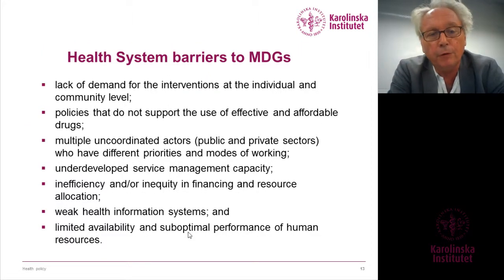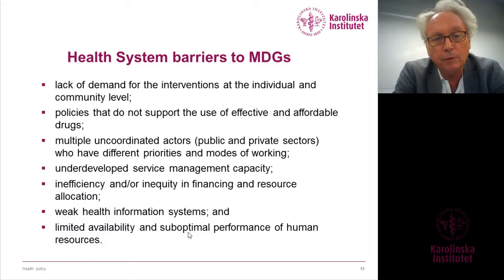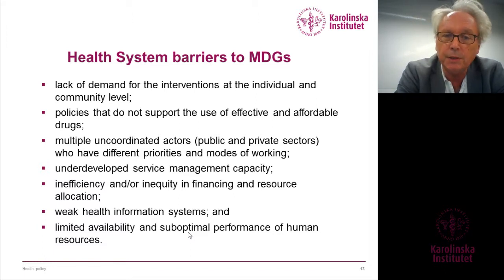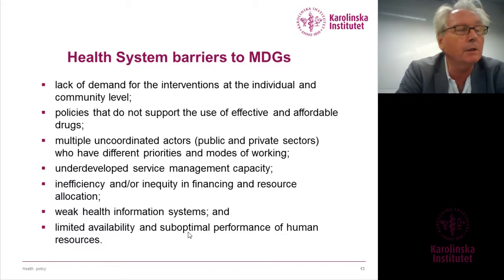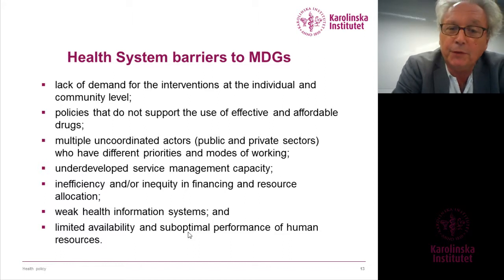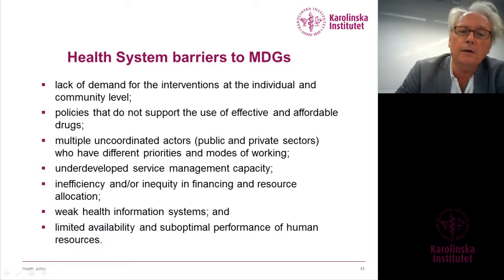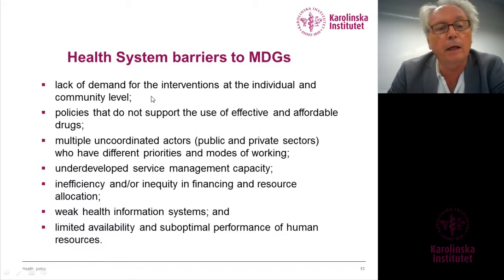Now, in the forthcoming lecture, I will present some of the principles of a health system. We'll just touch upon it here. I said before that health systems is where policies are implemented. Here are some of the barriers to the Millennium Development Goals. Lack of demand for interventions at the individual and community level. It would be interesting to hear from you when we meet what examples you can give of that. Are there economic barriers from the community? Is it about culture, lack of knowledge, or whatever?